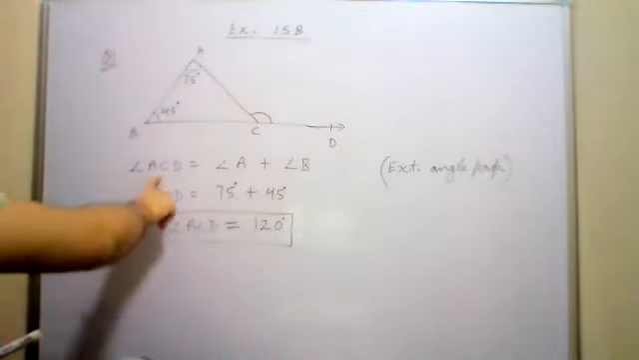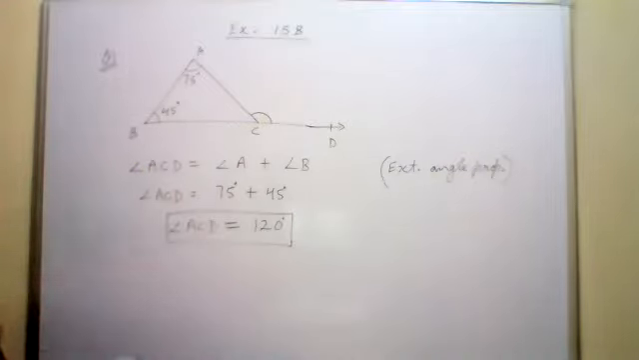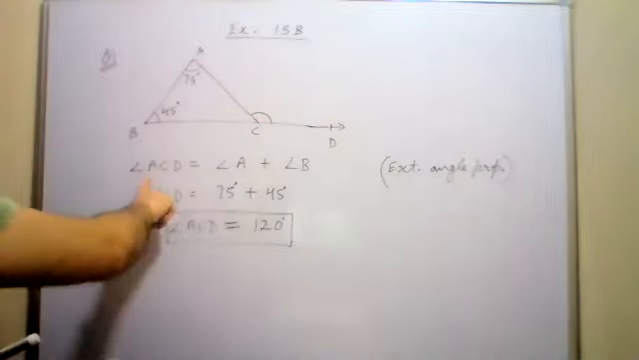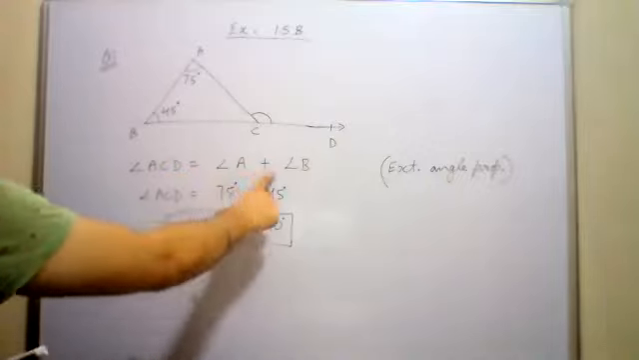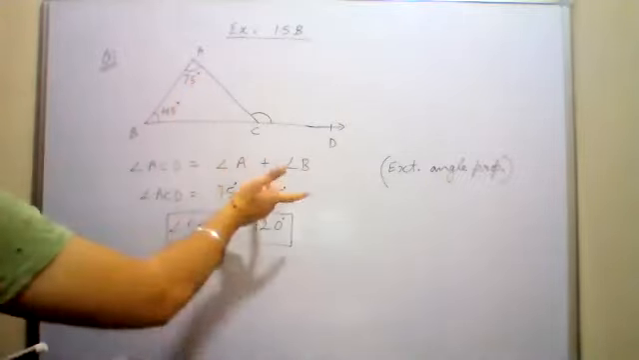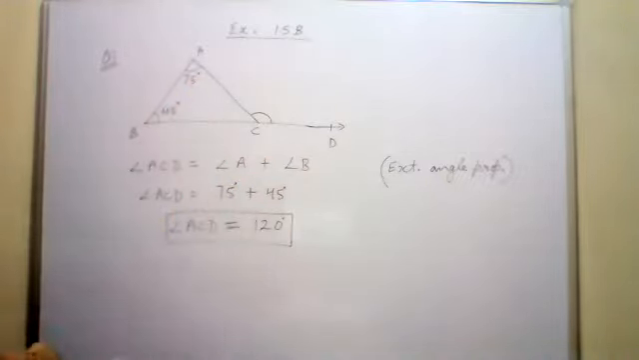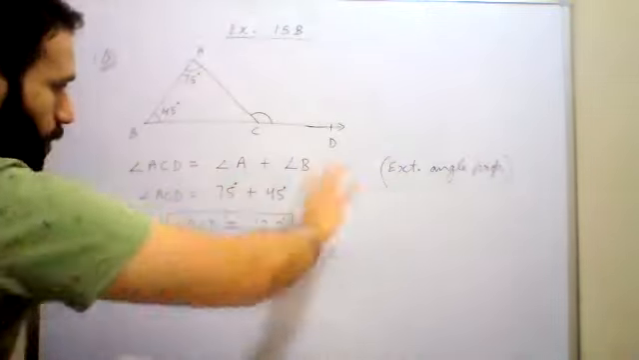120 degrees. This is the answer. You have to find angle ACD in this question. This is the exterior angle. Again, the exterior angle is equal to the sum of opposite interior angles. So simply add these two, you will get the answer. Don't forget to mention the property used.